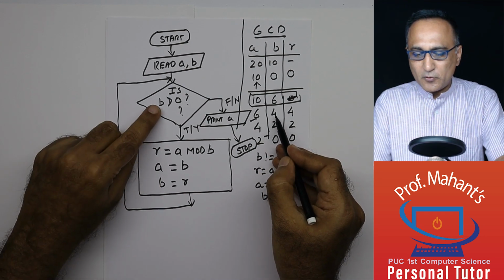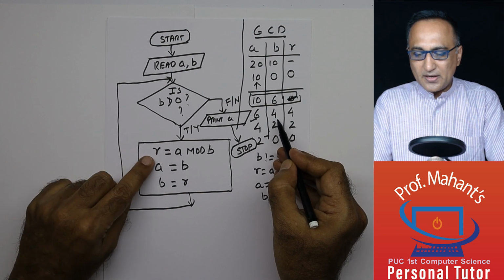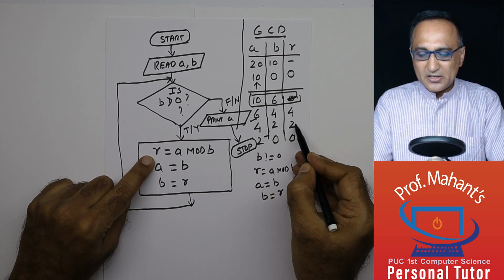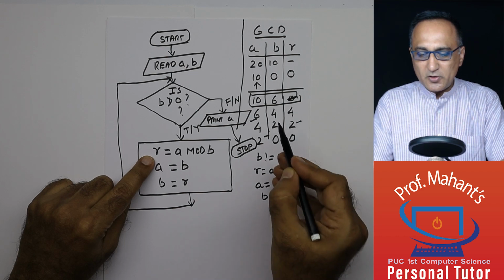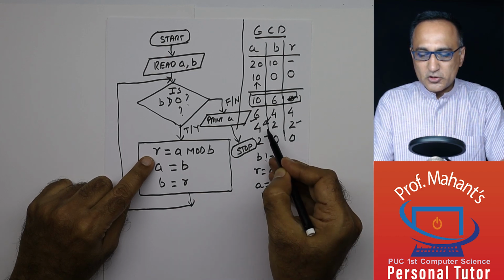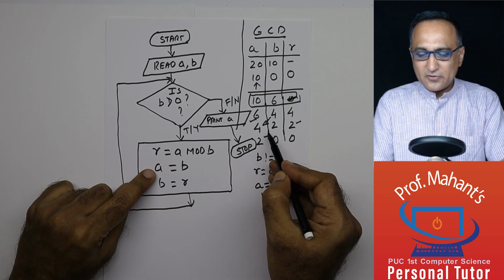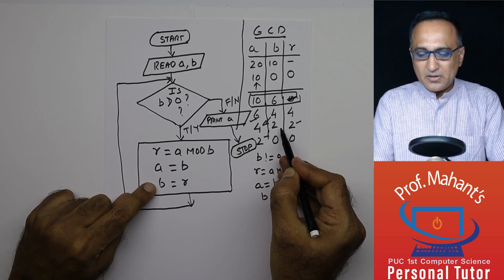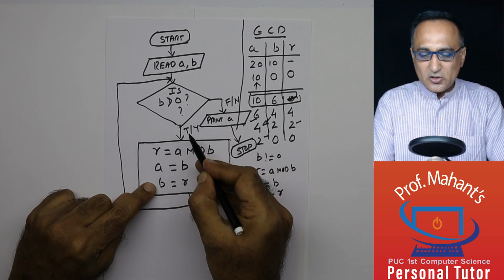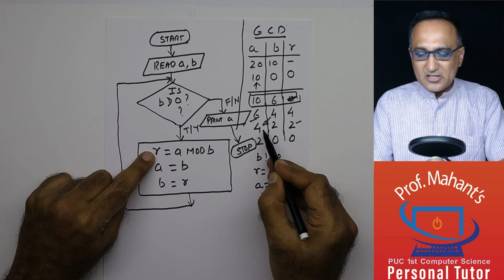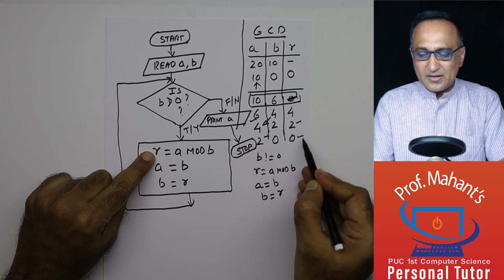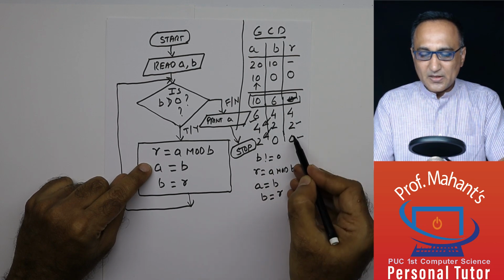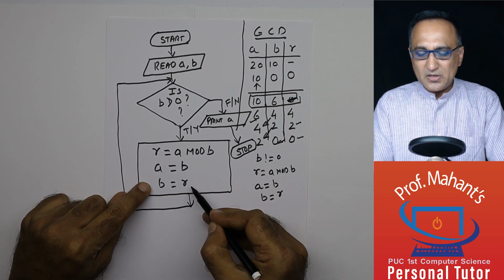Now B is 4. 4 is greater than 0 is true. The remainder is 6 divided by 4, which is 2. The value of B goes to A, so A becomes 4 and B takes the value of remainder, which is 2. So B becomes 2. 2 is greater than 0 is still true. The remainder is 4 divided by 2, which is 0. A takes the value of B, and B takes the value of remainder, which is 0.